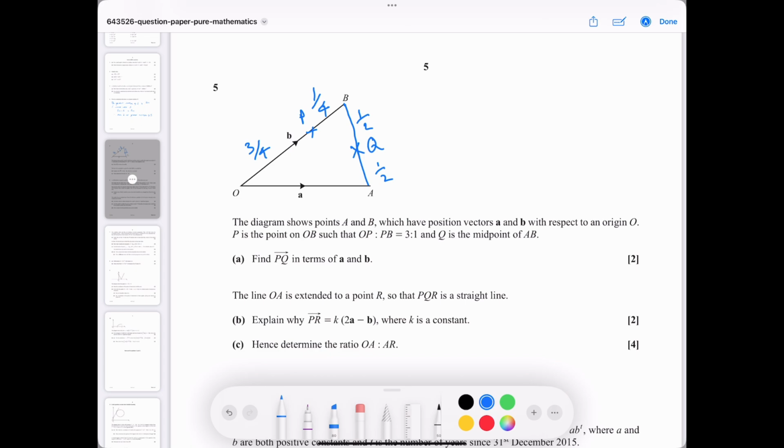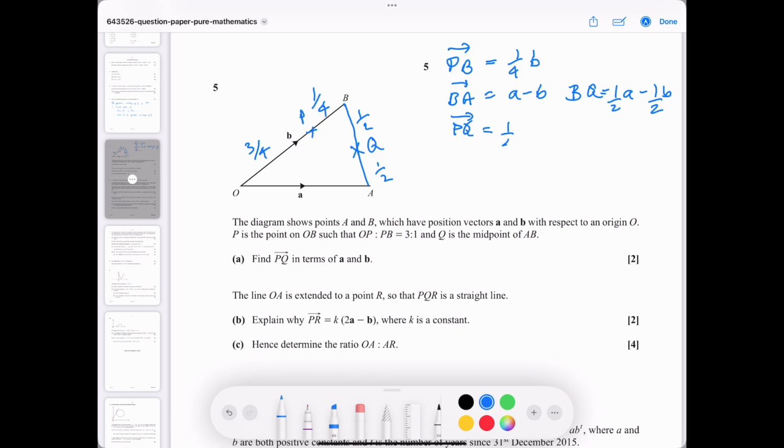Right, we've got to find PQ in terms of AB. So let's just do P to B equals a quarter b. B to A equals minus b plus a, so let's say a minus b. B to Q would equal a half a minus a half b, which I know I could write some other way, but I'm not going to.